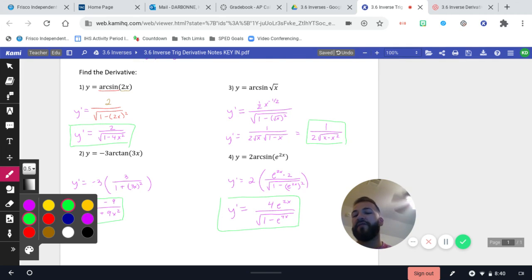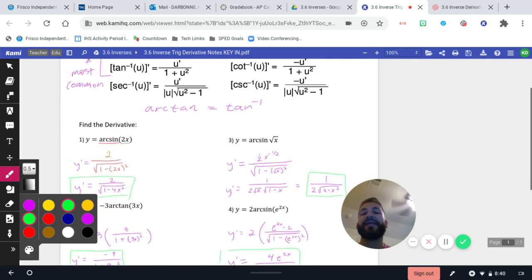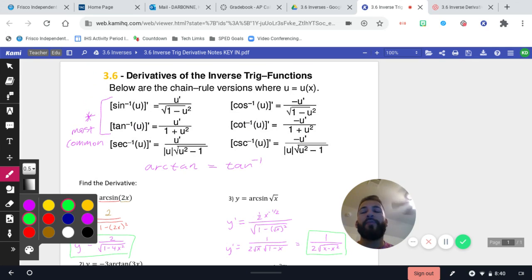And then watch out for little things like constants being multiplied, or chain rules on the inside, like the e to the 2x, something like that. And then remember, just like our original trig rules, sine, tangent, secant are all positive. Cosine, cotangent, cosecant, so if it starts with a C, they're all negative.